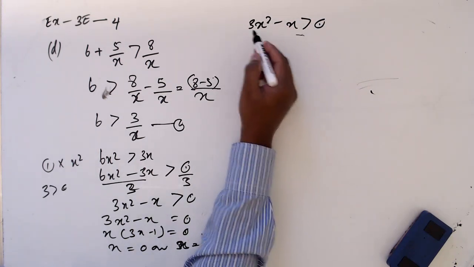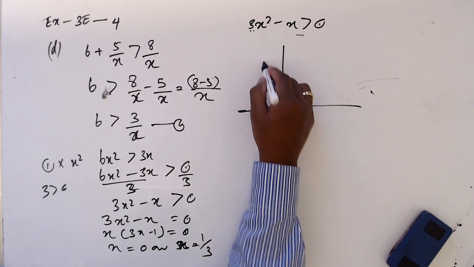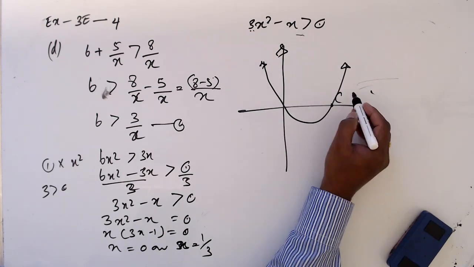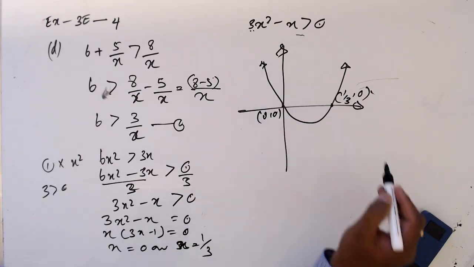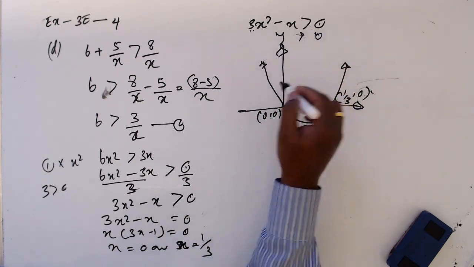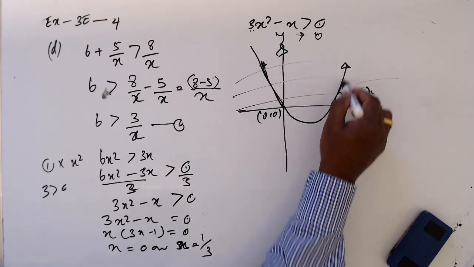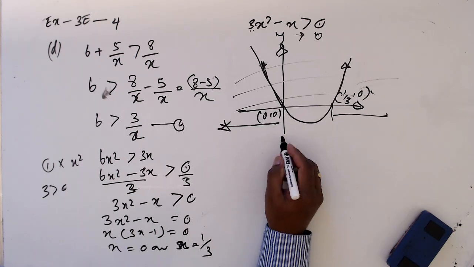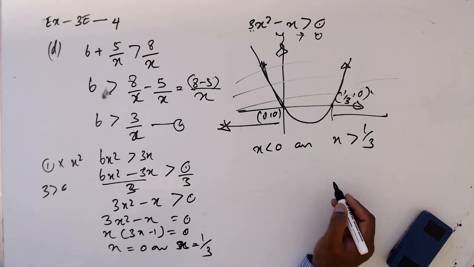Now this is a quadratic equation. It has a minimum, and this point is 1/3, 0. This is 0, 0, and we need y greater than 0. So y greater than 0. This is in the plane, and this is the graph part, and this is in terms of x. So x less than 0 or x greater than 1 over 3.